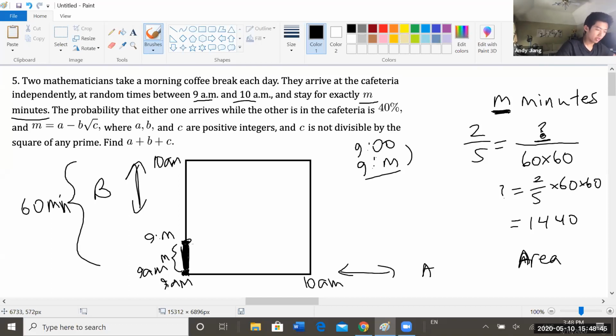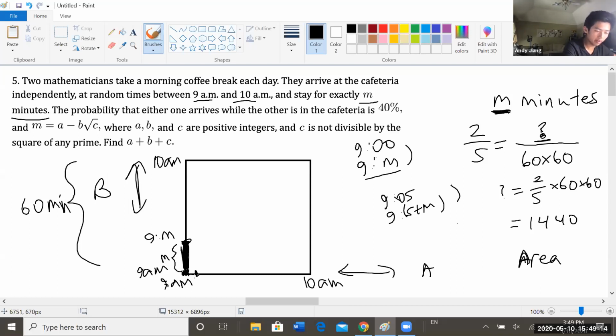Now let's do another time. Let's say person A arrives at like 9:05. So person A is here from 9:05 to 9:05 plus m. Which means, well, person B wants to meet person A. Person B can either arrive between this time, or person B can arrive at 9 a.m.